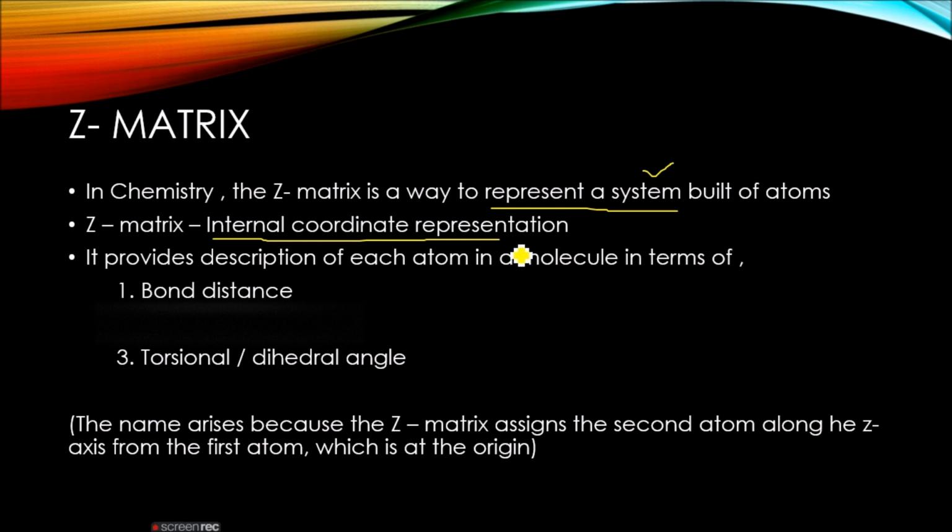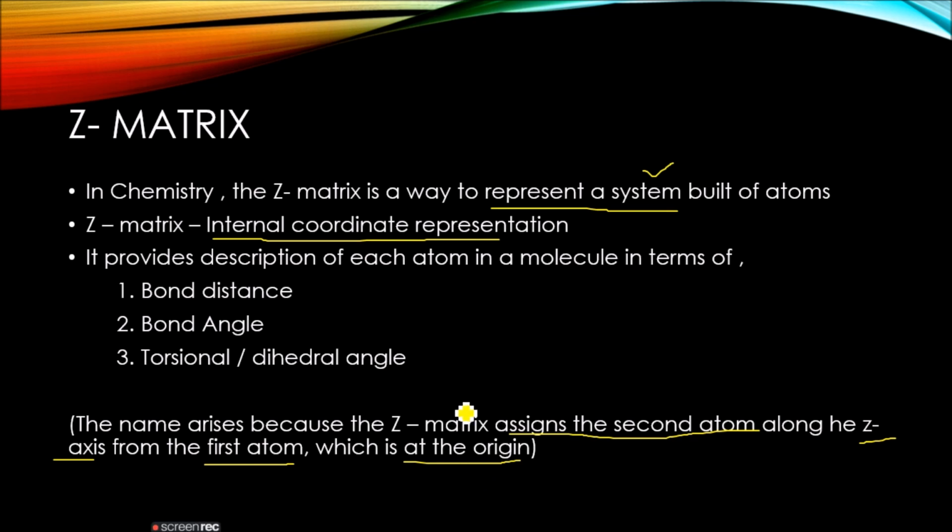It also provides very important information about the molecule in terms of bond distance, bond angle, and torsional or dihedral angle. These three pieces of information are obtained through this Z matrix. We call it the Z matrix because it assigns the second atom along the Z axis from the first atom. Your first atom will be at the origin, and if a second atom is attached from there, it will be on the Z axis. So it is named the Z matrix.